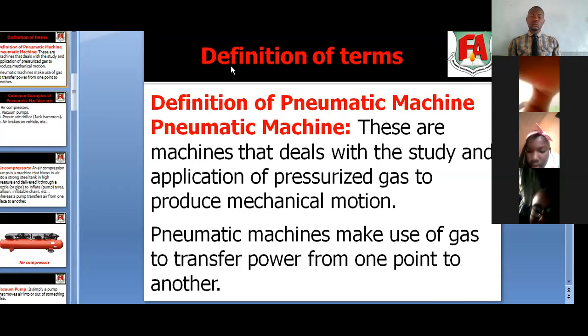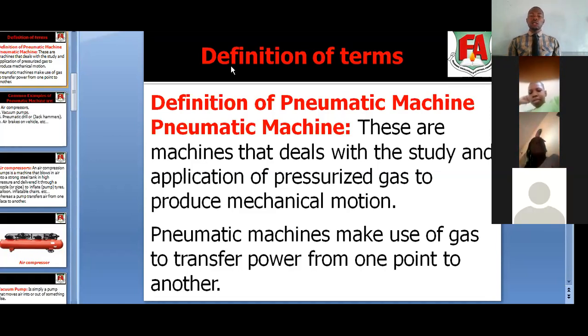But before then, I believe many of you have gone to a vulcanizer, where a vulcanizer will inflate the car tire, either your dad's car tire or your mom's car tire. They use pneumatic machines to pump or to inflate.